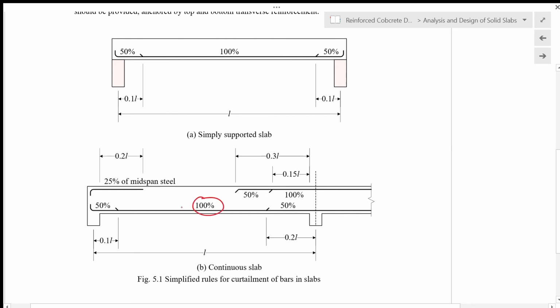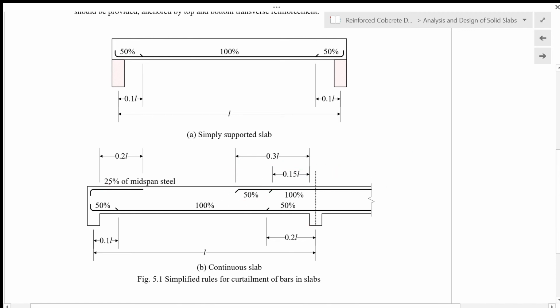For positive bending moment, 100% of it should be provided near the middle of the span, and then 50% of it should be provided near the supports. For the negative bending moment, the tension reinforcement, 100% of it has to be provided to 0.15L measured from the side of the support, and then you can reduce to 50% when it's beyond 0.15L and within 0.3L from the support.